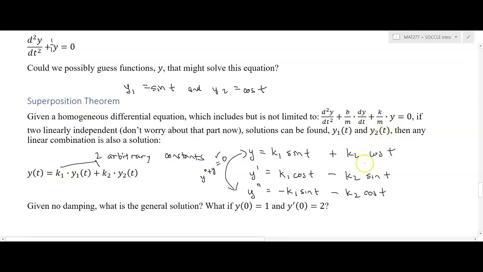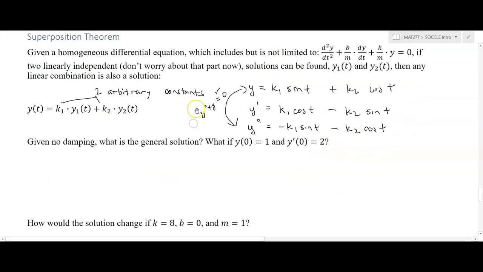So superposition really just puts two solutions and smashes them together. And the reason this really works is just because you're adding. When you're adding and you're dealing with derivatives, the derivative is a linear operator, so it takes the derivative of each term in the same way. Given no damping, what is the general solution? So our general solution, we just said, was any multiple of sine t plus any multiple of cosine t.